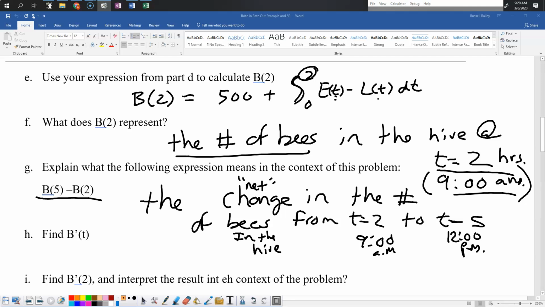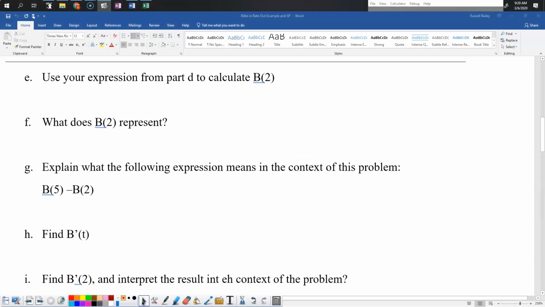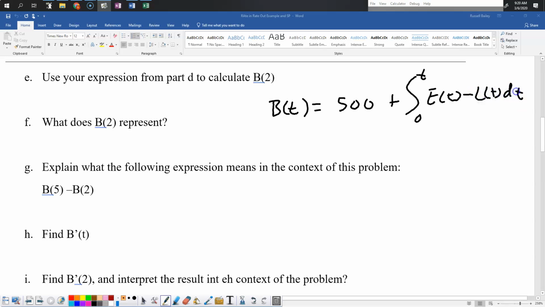Let's do another one. Can I erase? Yes. Okay. Next thing says find B prime of t. So check this out. This is B, right? We found it in part D. Now, they're asking me to find the what here? The derivative. So let's do that.